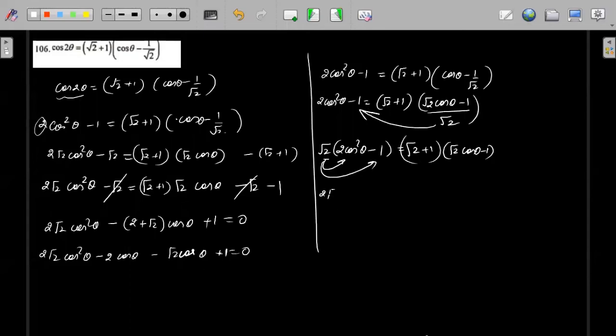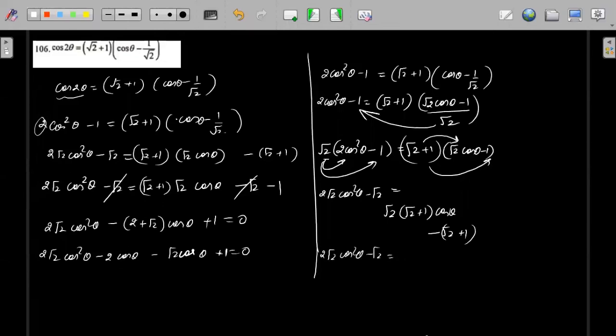So this will become 2 root 2 cos square theta minus root 2. This I will multiply with this. So this will become root 2 plus 1 cos theta minus root 2 plus 1, right? So this will become 2 root 2 cos square theta minus root 2 is equal to root 2 into root 2 plus 1 cos theta minus root 2 minus 1. Root 2 and root 2 can cancel, so that is why I have written this third step.